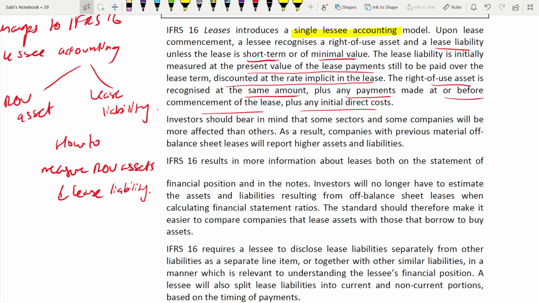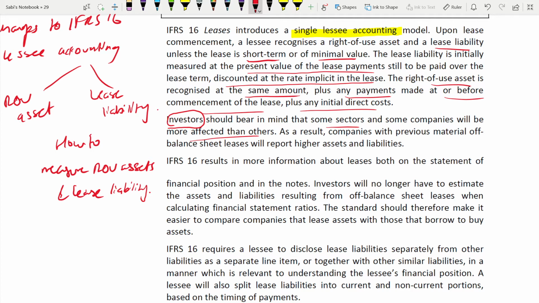Now, remember, they are asking you how the investors will see this. You have to talk about investors also. Don't forget this part. Students forgot it and hence got fewer marks, thinking it's very easy and I will just write this thing. No, they talked about how the investors will see this differently. Investors have to think about some sector, because some sectors will be affected more than others.